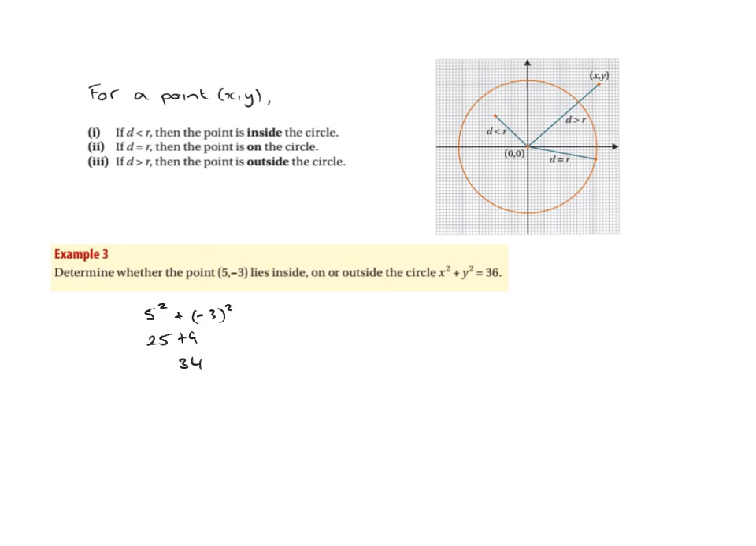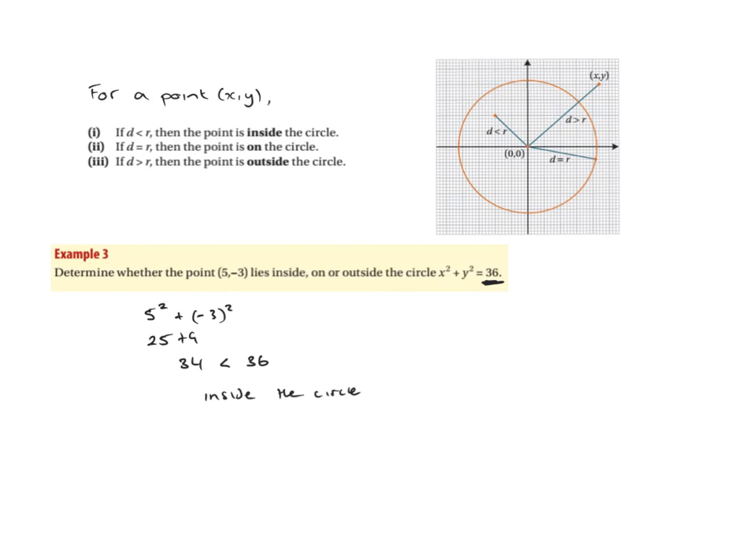So 34. Now you can see that if it was on the circle, it would have to equal 36. You can see that this is less than 36. Therefore, it's inside the circle. If it had been equal to 36, then it would be on the circle. If it had been greater than 36, it would be outside. But you can see here, the 34 that we've calculated is less than 36, which is the circle. Therefore, it's inside the circle.